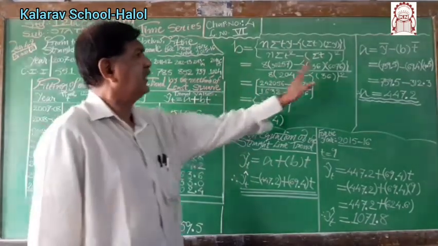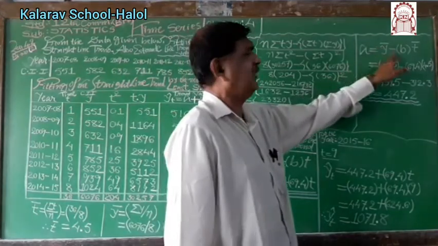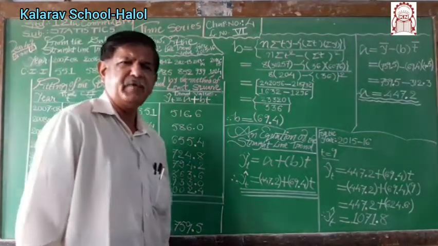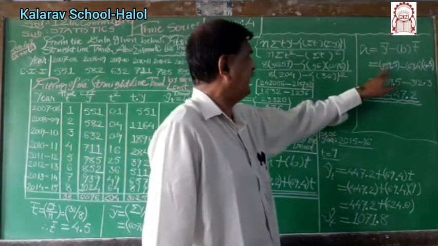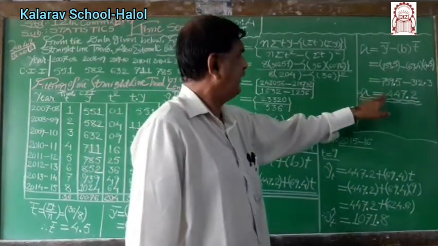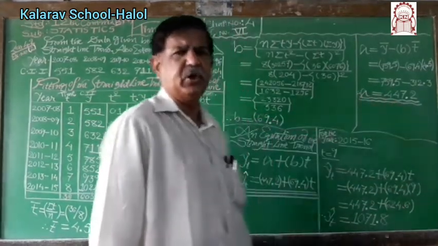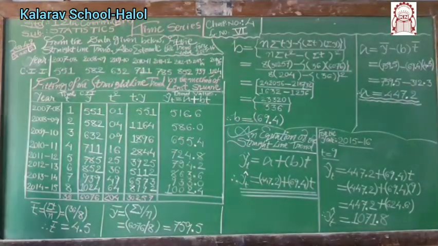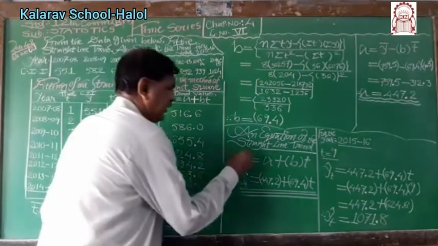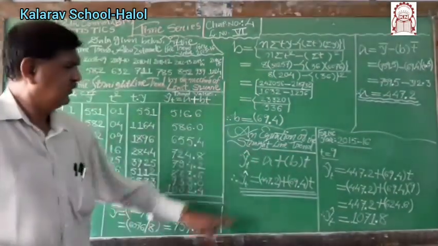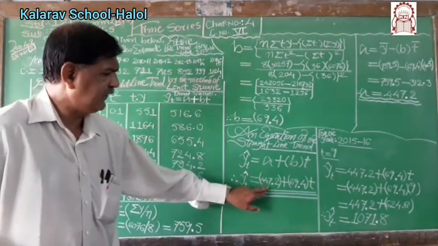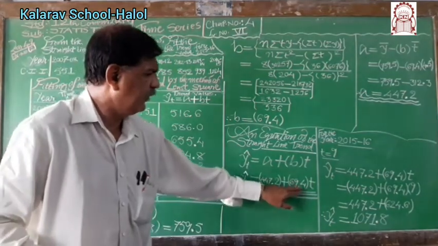After computing b, compute the value of a. A means y bar minus b times t bar. T bar is 4.5 and y bar is 759.5. So 759.5 minus 69.4 into 4.5. Ultimately the answer for a is 447.2. Now substitute the values. The equation of the straight line trend is given by y cap t equal to a plus bt. Substitute for a, substitute for b. Therefore y cap t becomes 447.2 plus 69.4 times t.